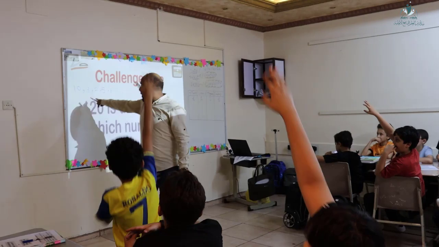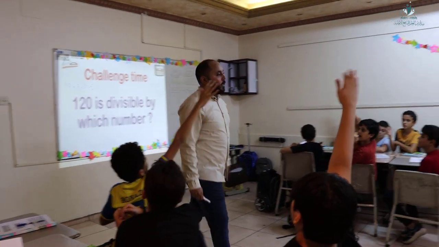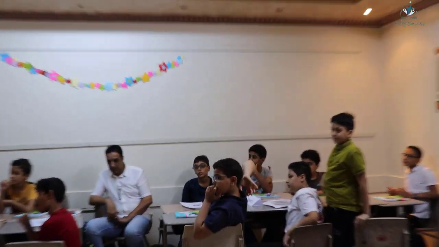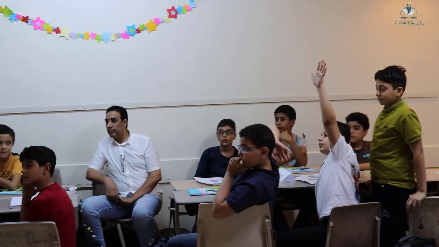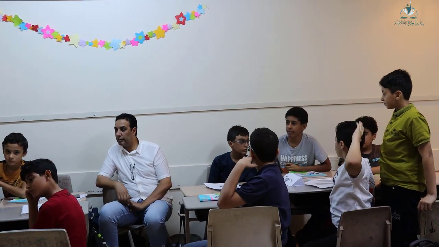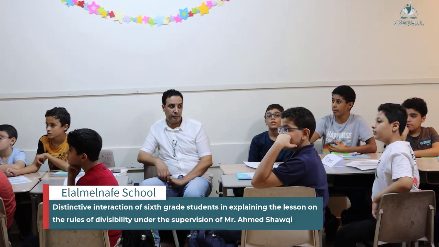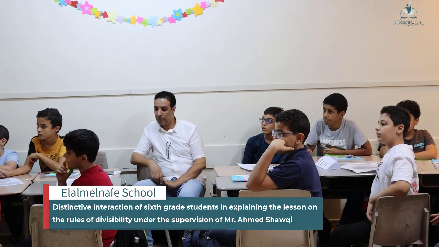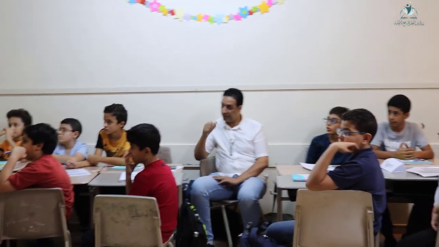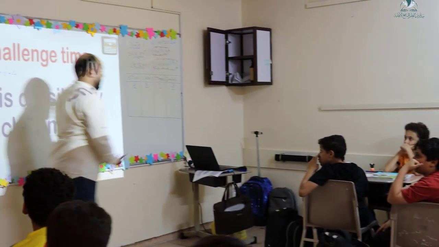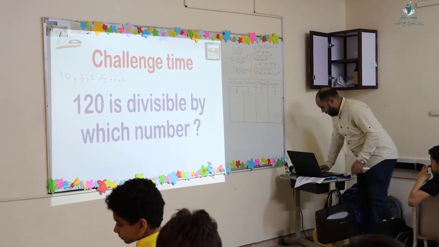If there is another number that divides 120, yes, Ammar. 4. This number is divisible by 4? Is it true? Yes. Omar, is it true? Yes. Why? Because the tens and ones are divisible by 4. Yes, the tens and the ones make 20, and 20 is a multiple of 4. So this number is divisible by 4. Okay, excellent.